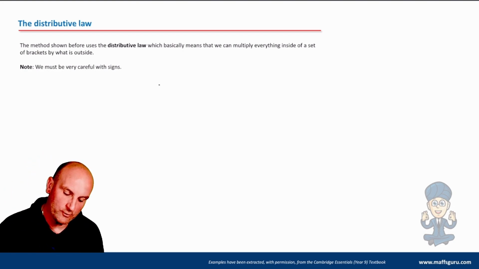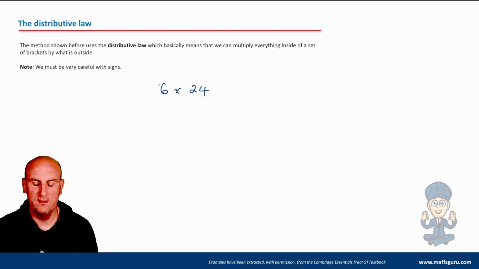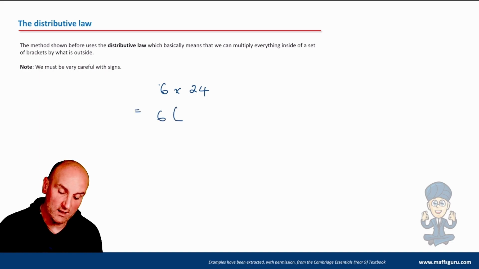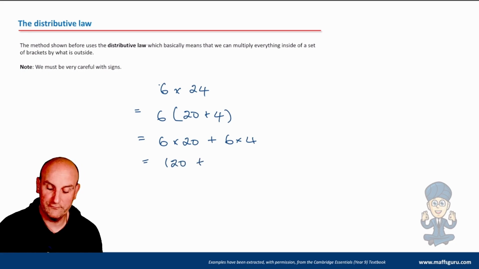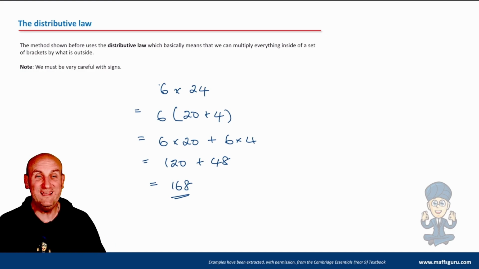So if I had, for example, 6 times 24, let's do that, all right? I can actually write that as 6 times (20 plus 4). And everything outside of the set of brackets multiplies everything inside of the set of brackets. So I can write that as 6 times 20 plus 6 times 4. Well, we know that 6 times 20 is 120. 6 times 4 is 12, 24, 48. Add those together, I get 168. Oh my goodness, this is brilliant. But the great thing is it also works with algebra.